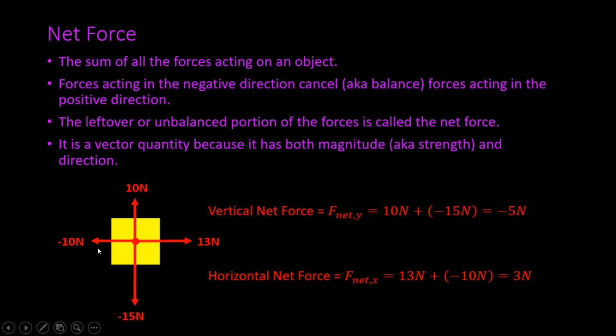If we look at our horizontal forces, we have a 10 newton force to the left, the negative direction, and we have a 13 newton force to the right, which is the positive direction. We add those two forces up, and our net force is 3 newtons. That means we have a leftover force, an unbalanced force of 3 newtons pointing to the right.